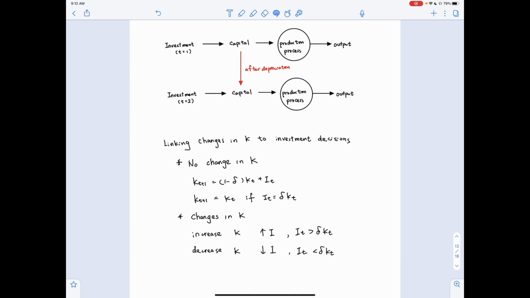On the other hand, if we want to decrease the capital, then it means that we need to have the investment less than the depreciated capital. So we need to decrease the investment such that it is less than the depreciated capital after the change. So that is how the investment decision links to the desired level of the capital stock.